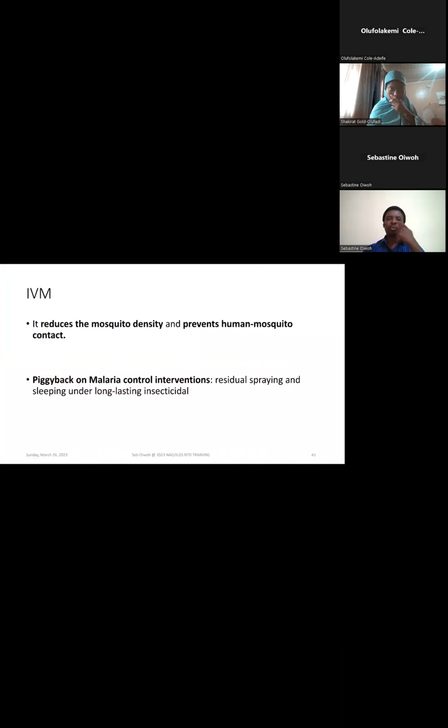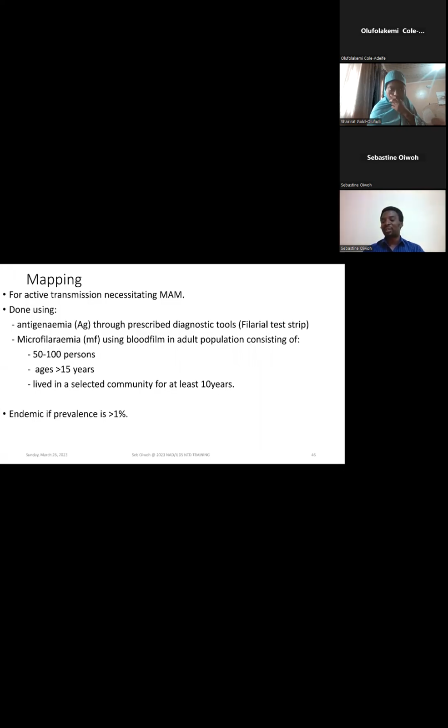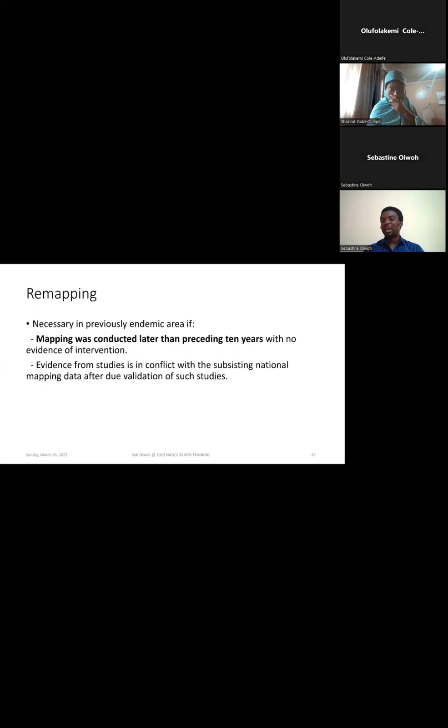And for vector control, what can be done for malaria control can be piggybacked upon to help with vector control in lymphatic filariasis. Of course, another important aspect is assessment of the areas, and this can be done using antigenemia and microfilaremia and the various criteria as highlighted. If an area is endemic, all these criteria would have yielded more than 1% in that particular area. And this mapping tends to occur if there are preceding contradictory reports and mapping was conducted more than 10 years prior to that time.